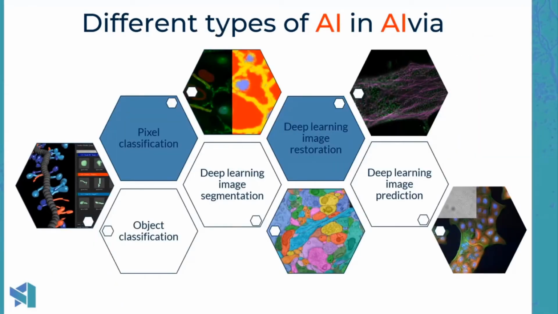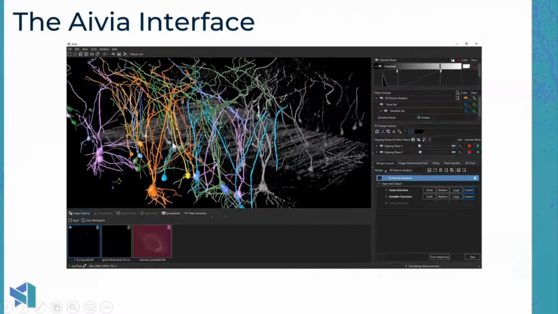So you probably gathered we use AI in a variety of areas in Aivia. Object classification is something that we also do. I think Jim mentioned that in one of his webinars a few weeks ago. Today, I'm primarily going to be focusing on pixel classifier and the deep learning denoising. I will also show deep learning segmentation, and I won't go into the deep learning prediction today, but we could do that at any other time, just to save us time today and to have enough time for the exercises.